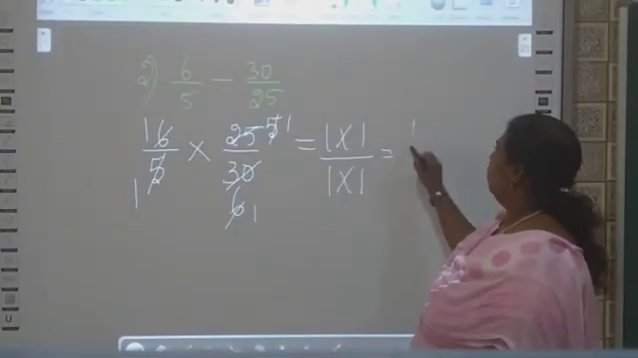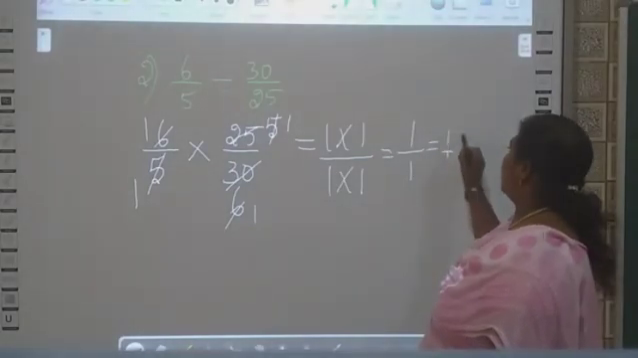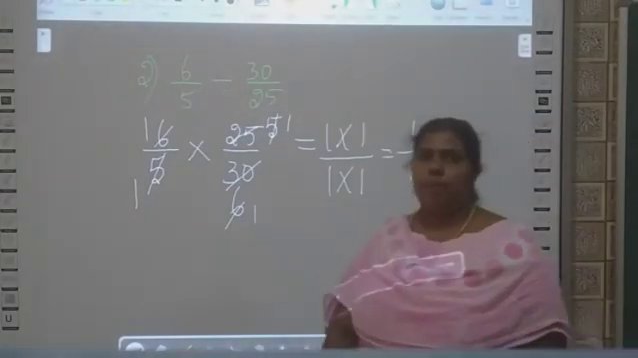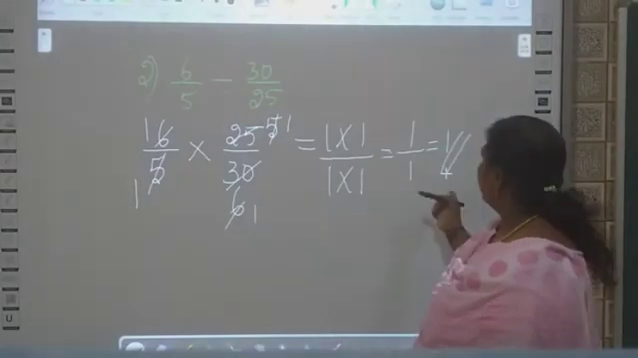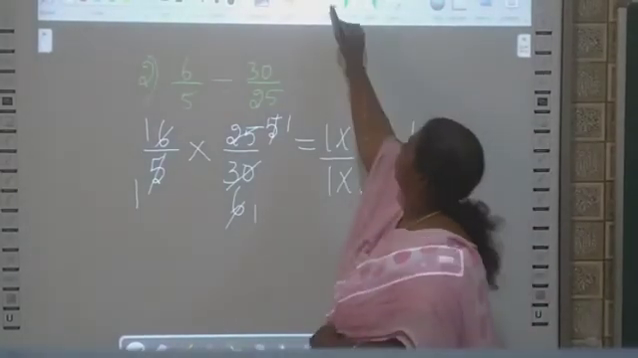So 1 into 1, 1 divided by 1. The answer is what? 1 only. Understand? The answer is 1. Next example. See the next one.